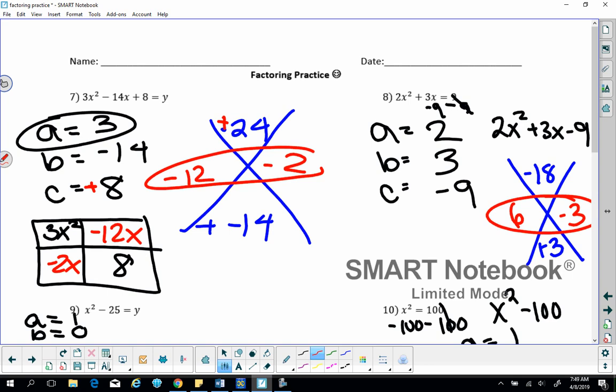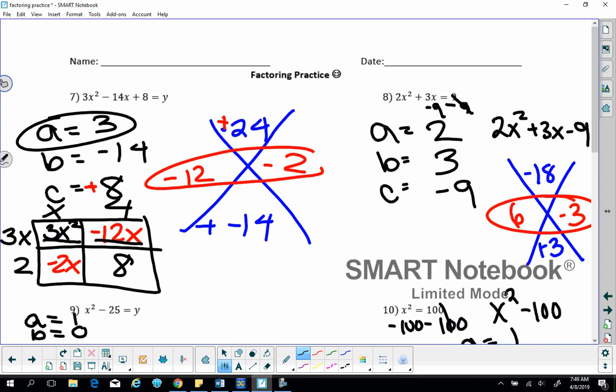Then all we do is we find the greatest common factor of each one. So what does 3 and 12, what's the greatest common factor between those two? What goes into both 3 and 12? 3. And then they both have an x, right? So I put 3x. Then what goes into 2 and 8? 2. Then right here, what do they both have? X. And what do they both have? 4. Perfect.